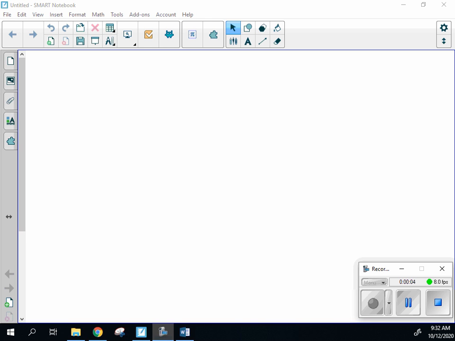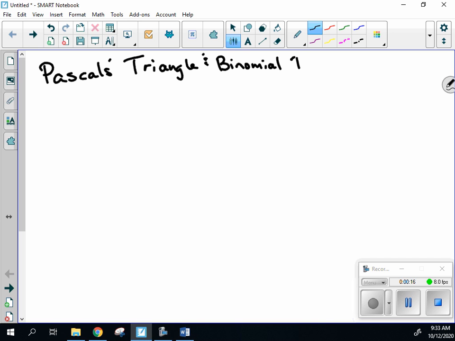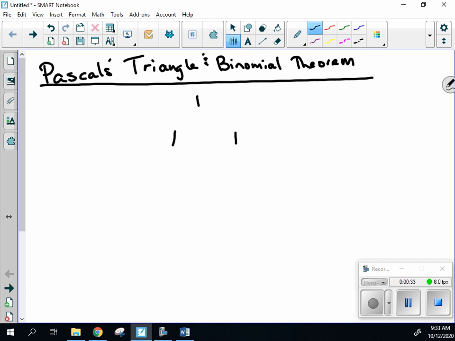We're going to be looking at Pascal's triangle and binomial theorem. They are connected together in that you have to use Pascal's triangle in order to use the binomial theorem. Okay, so Pascal's triangle, real brief, it starts off with a 1 and then a 1, 1.